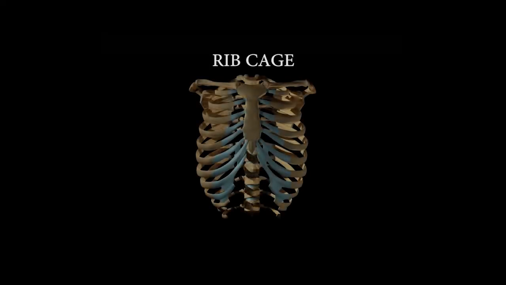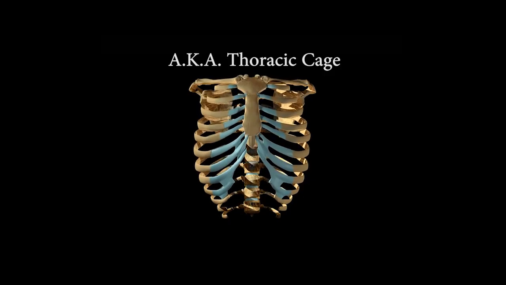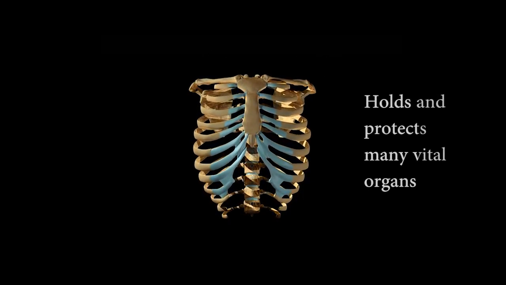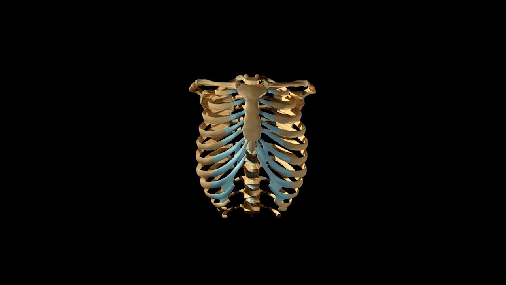Also included in the axial skeleton is the rib cage, which is also known as the thoracic cage. It holds and protects many vital organs, including the heart and lungs. It provides a strong framework onto which the muscles of the shoulder girdle, chest, upper abdomen, and back can attach. The diaphragm is attached to its lower border.